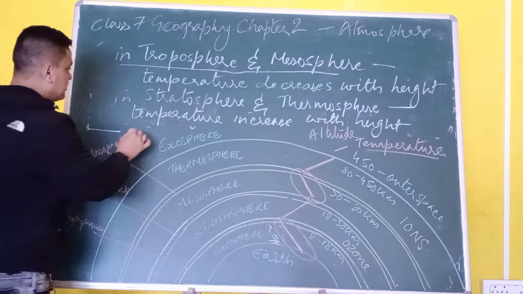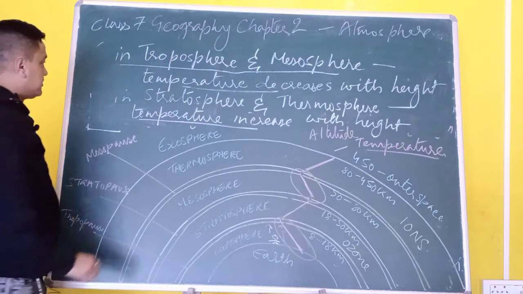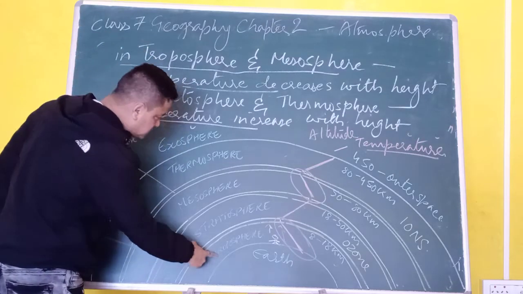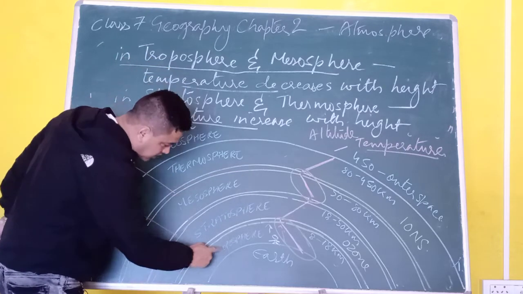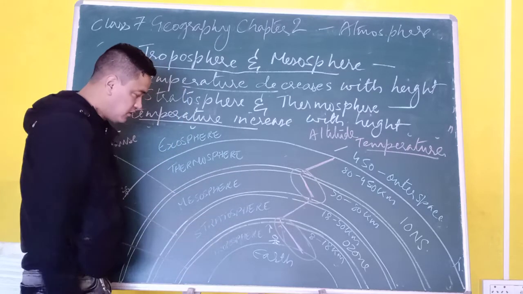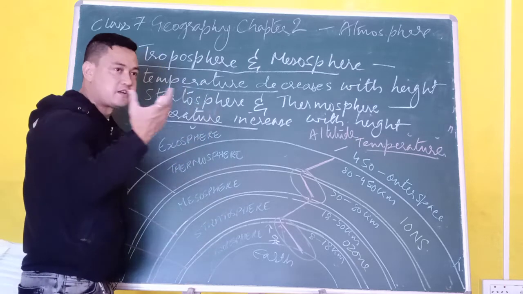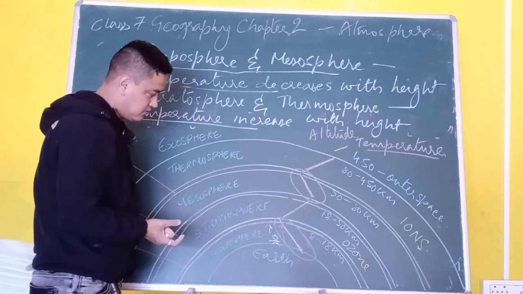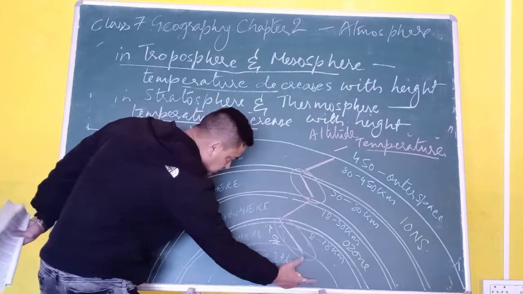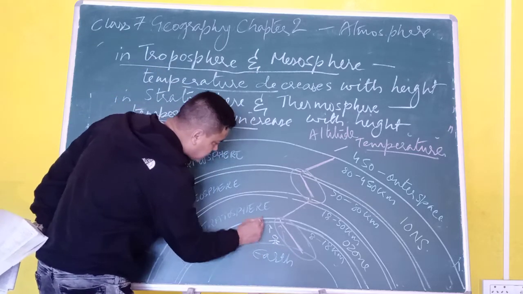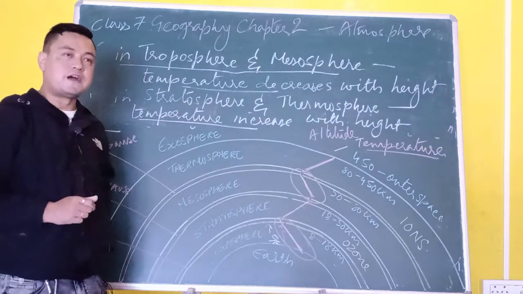Now, why does the temperature increase here and why does it decrease here? Temperature decreases in the troposphere and in the mesosphere because this is the coldest place. The troposphere is closest to the earth, and all the gases found in the troposphere are held by the gravitational pull of the earth, as well as the sun's heat. During the night time it is absorbed by the earth, but as you move away from the earth, the temperature decreases.